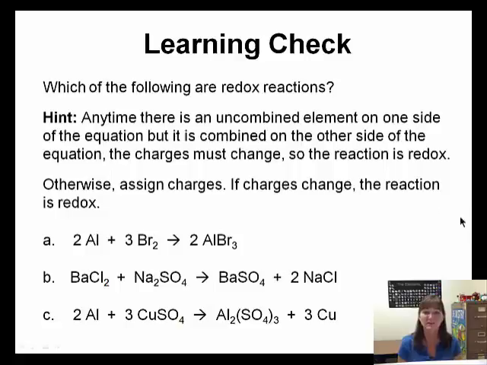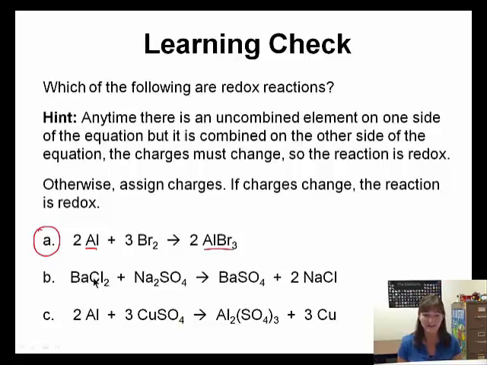So which of the following are redox reactions? Hint, anytime there is an uncombined element on one side and then you see it combined on the other side, then you know it's redox. If it's not as simple as that, you're going to have to assign charges and see if the charges had changed. If there's any change in charge, that's your indication that it's a redox. So when I look at A here, A is going to be the quick example where I can say, wow, I see aluminum by itself on the left and it's in a compound on the right, so this is redox. So it says which of the following is redox. A is a redox.